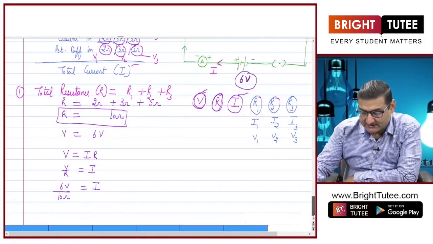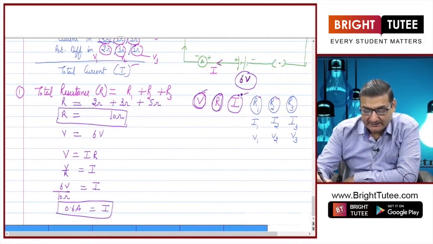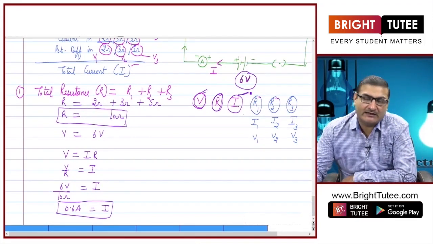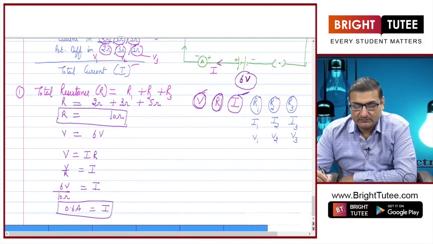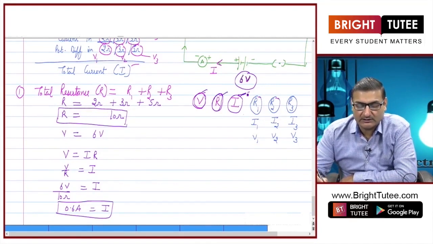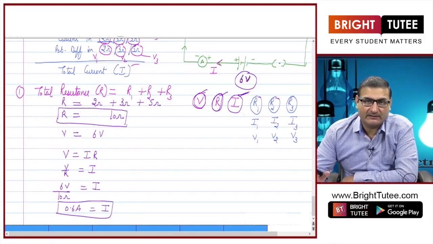That means my current I is equal to 0.6 amperes. Circle it. I have just calculated the total I. So if my question is limited to finding the total resistance or the total current in the circuit, I am already through with it. I have already calculated it. That is just my answer.